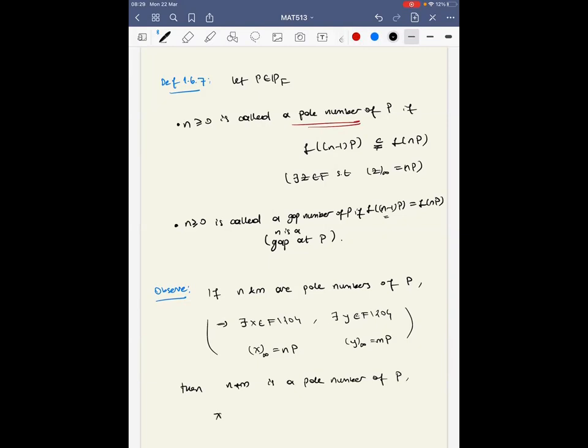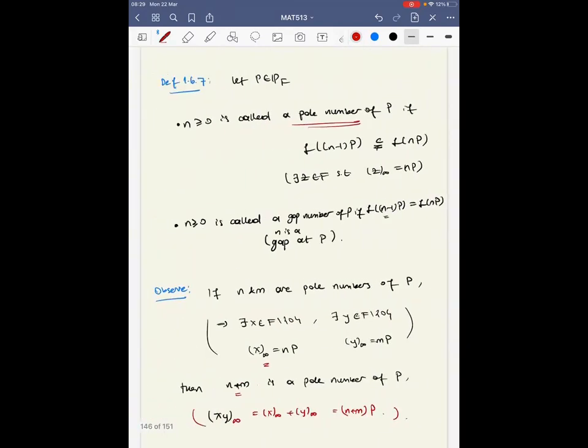because we can see the existence of the function as a multiplication of these two functions, which has the pole divisor as a sum, (n+m)P. And this shows that if you fix a place and consider all pole numbers, they are closed under addition.